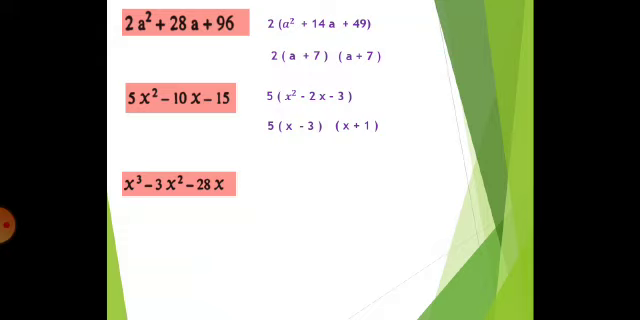X power 3 minus 3x power 2 minus 28x. The common factor here: x is repeated in all terms, so we can take x as the common factor, by the smallest power. So we can take x as the common factor and write x power 2 minus 3x minus 28. So we can write x, open brackets, x minus 7 and x plus 4.